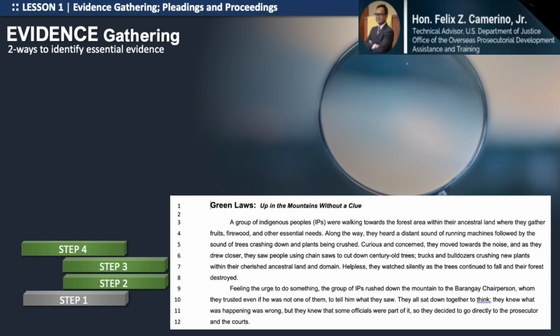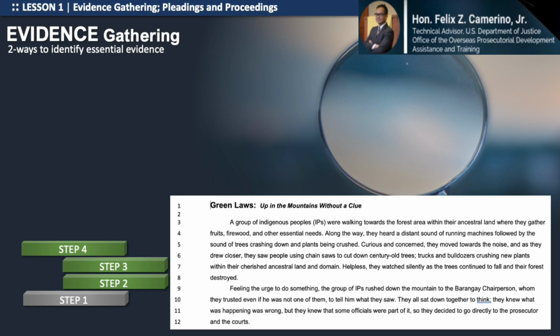Feeling the urge to do something, the group of IPs rushed down the mountain to the barangay chairperson, whom they trusted even if he was not one of them, to tell him what they saw. They all sat down together to think. They knew what was happening was wrong, but they knew that some officials were part of it. So they decided to go directly to the prosecutor and the courts instead.